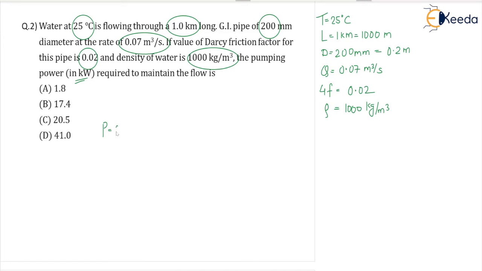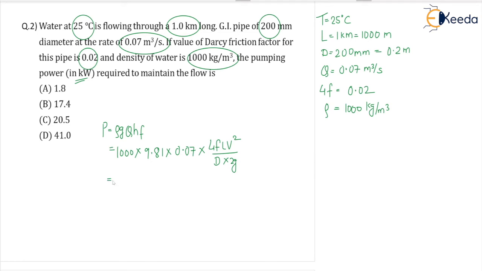Power equals, we know the formula rho G Q HF. This is also one formula for finding the power if discharge, density and head loss are given. So rho is given, 1000, G will be 9.81. Discharge is also given, 0.07. So you have to find HF, head loss due to friction. The formula is 4FL V square by D into 2G.